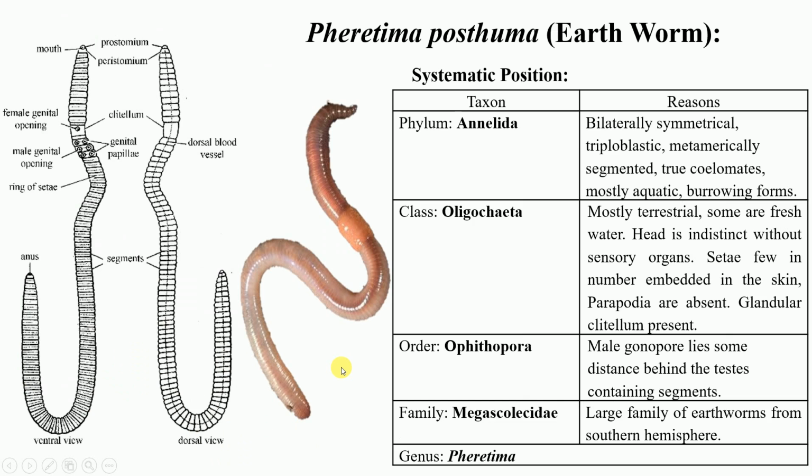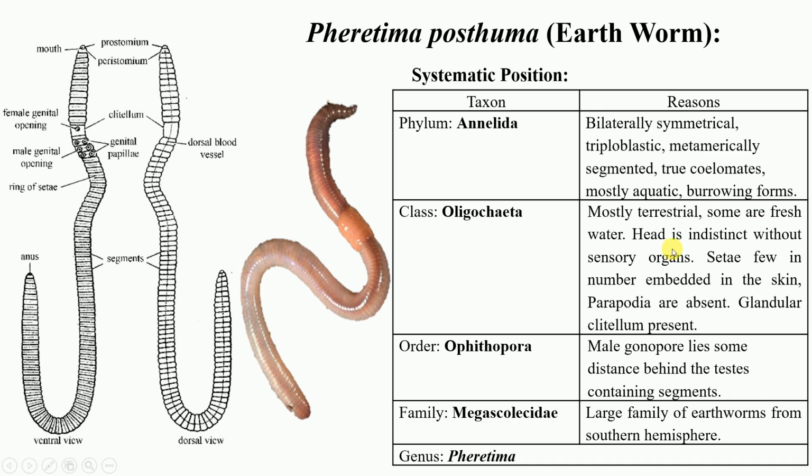Okay, so let's see the second organism. The second organism is Pheretima posthuma, which is commonly known as the earthworm, which is also known as the friend of the farmer. So again, systematic position, the phylum Annelida reasons are the same as we have learned for Nereis. Then it belongs to class Oligochaeta. Now oligochaetan organisms are mostly terrestrial organisms. Some of them are freshwater.